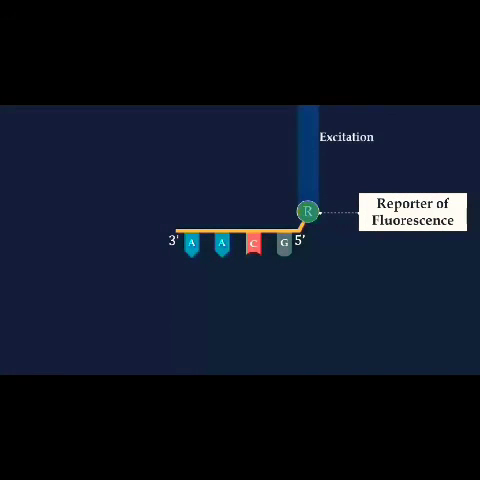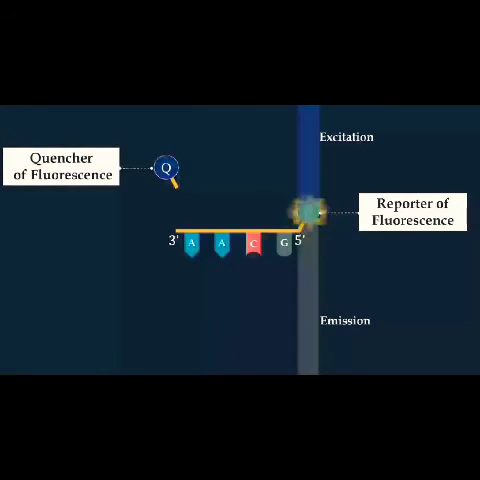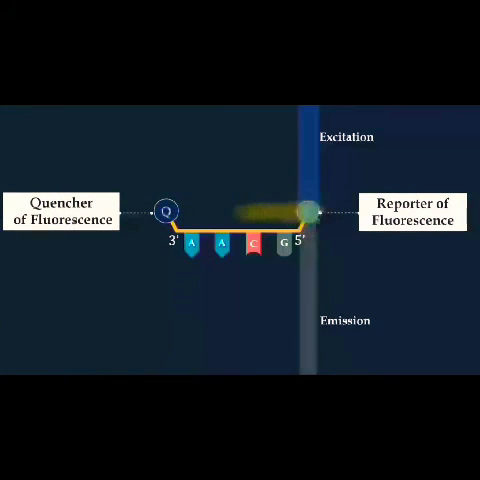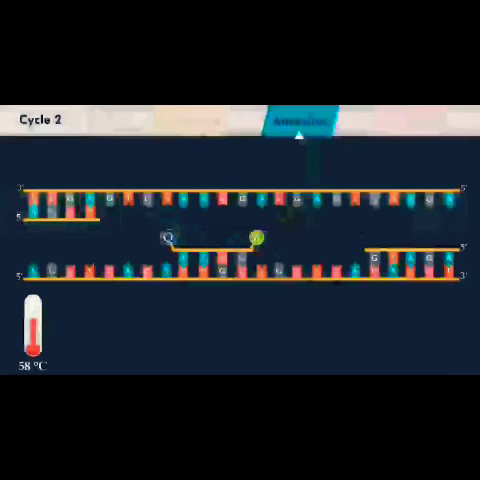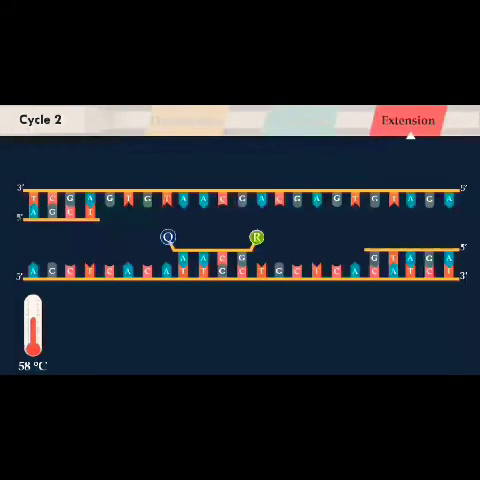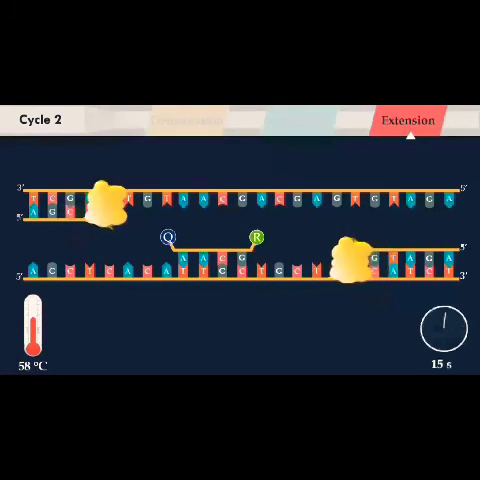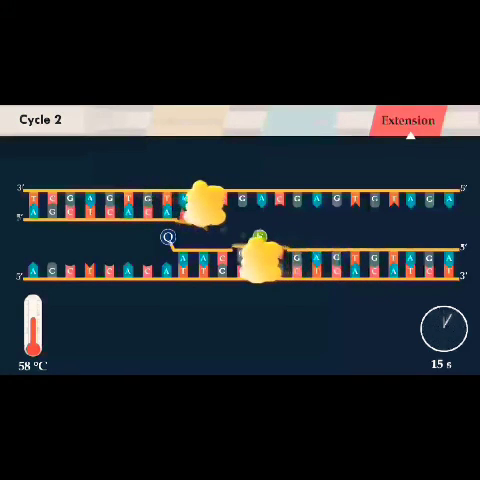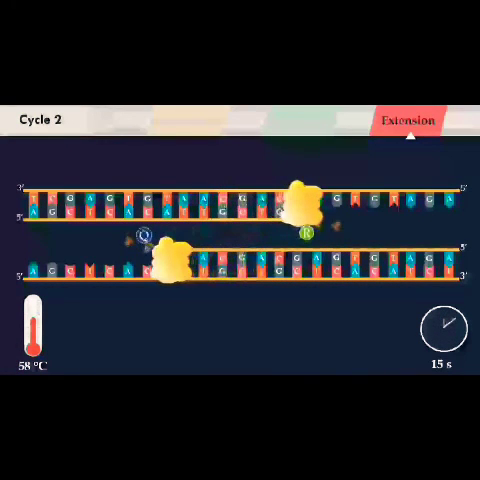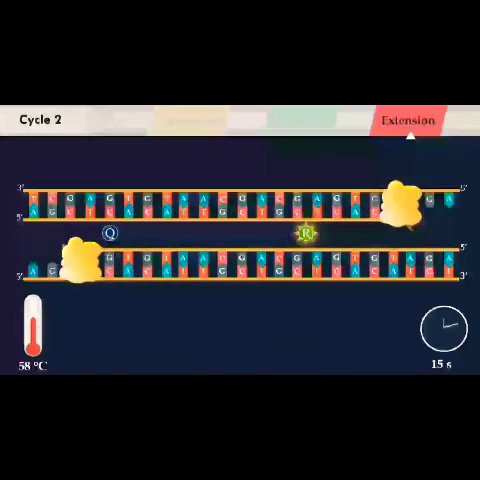The TaqMan probe consists of a fluorophore covalently attached to the 5' end of the oligonucleotide probe. The fluorescence is emitted by the fluorophore when it is excited by the cycler's light source. Also, this probe consists of a quencher at the 3' end. The close proximity of the reporter to the quencher prevents detection of its fluorescence. In the extension step, DNA polymerase synthesizes new strands. When the polymerase reaches a TaqMan probe, its endogenous 5' nuclease activity cleaves the probe, separating the dye from the quencher.